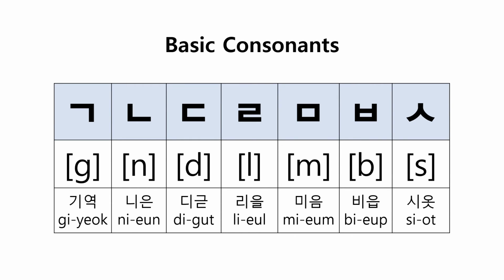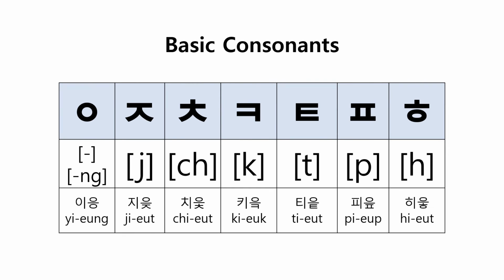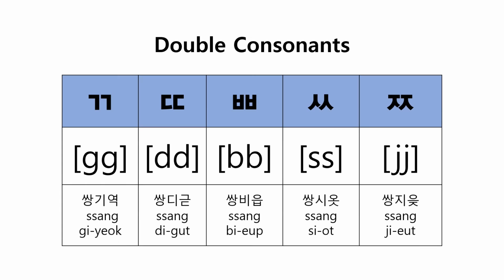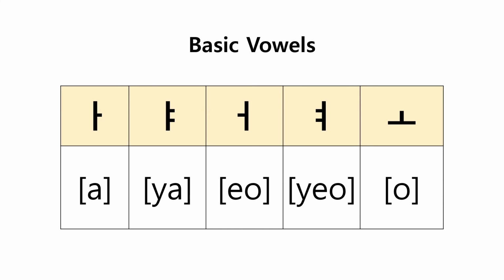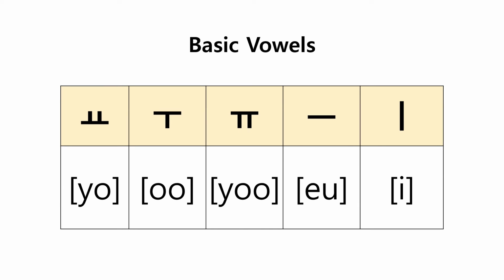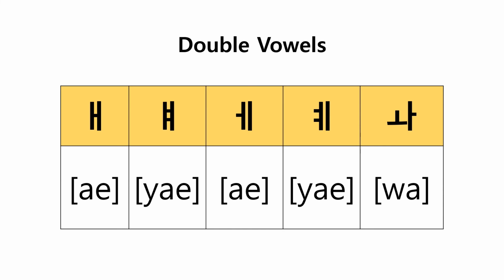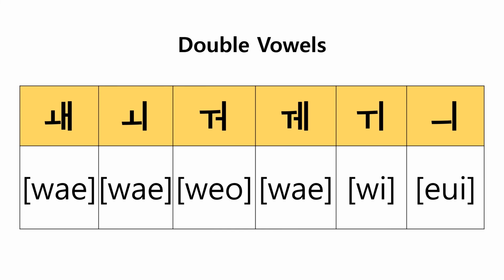Let's do a quick review. 기역, 니은, 디귿, 리을, 미음, 비읍, 시옷, 이응, 지읒, 치읓, 키읔, 티읕, 피읕, 히읗, 끄, 뜨, 뿌, 스, 쯔, 아, 야, 어, 여, 오, 요, 우, 유, 으, 이, 에, 예, 와, 왜, 워, 위, 의.